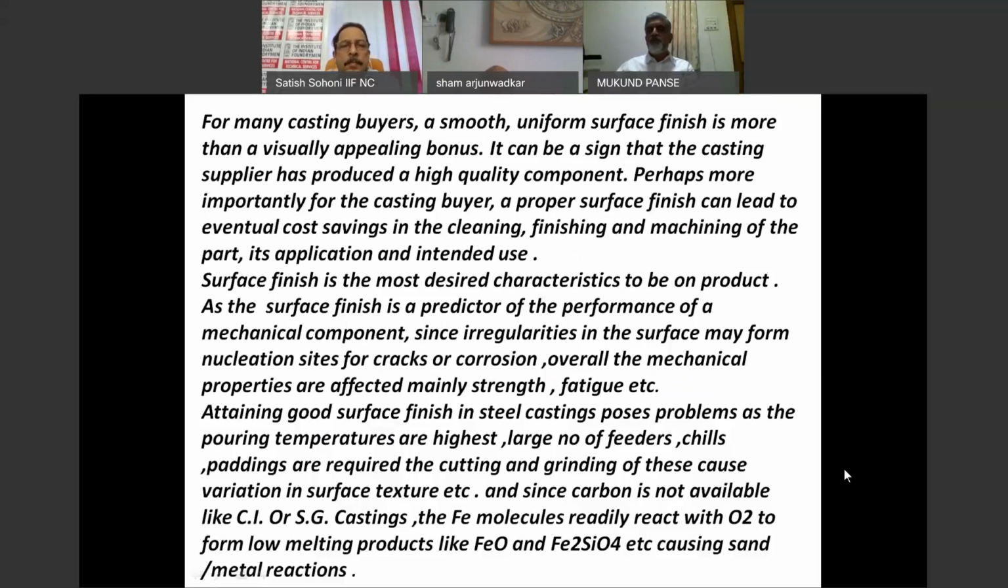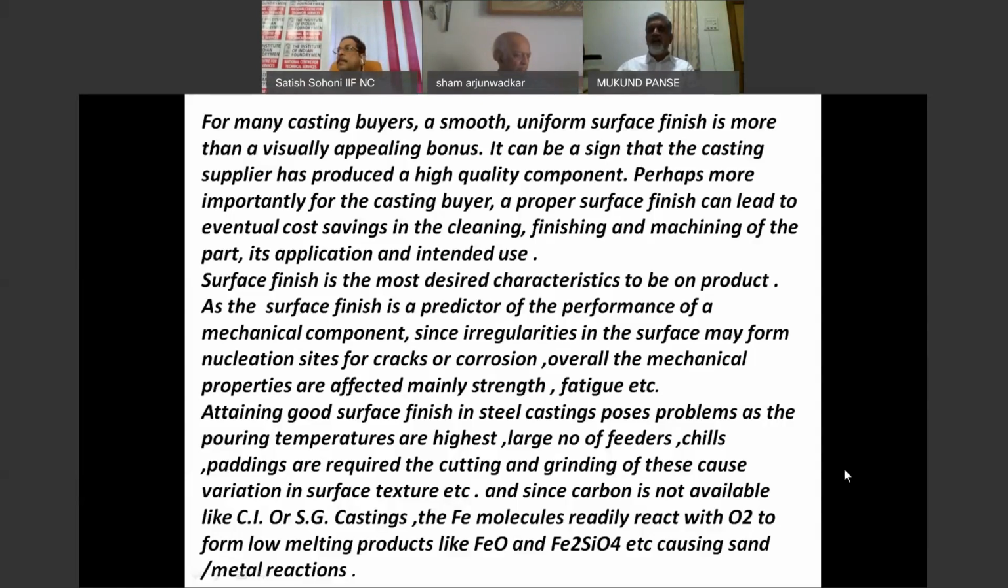For many casting buyers, a smooth, uniform surface finish is more than a visual appearance. It is more than a first impression or packing of a product. It gives confidence to the customer that you have taken sufficient care in producing the product. It also saves a lot of further work in the foundry's fettling shop, like cleaning, finishing or machining for the intended final use. It is the most desired characteristic, a predictor of performance, of the minor unevenness or surface finish characteristics.